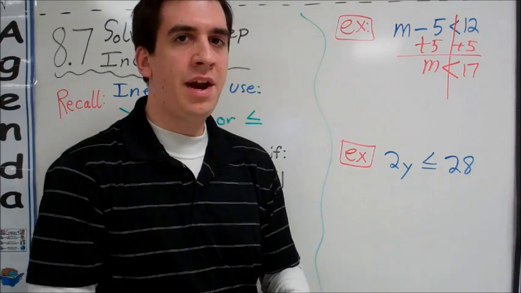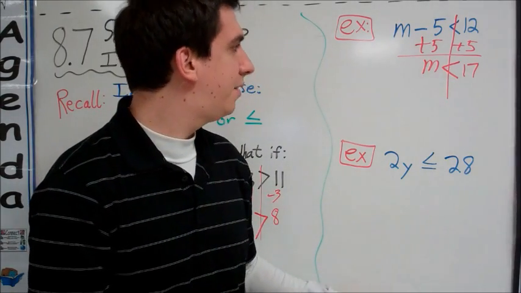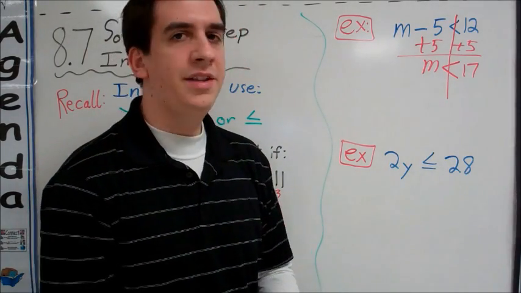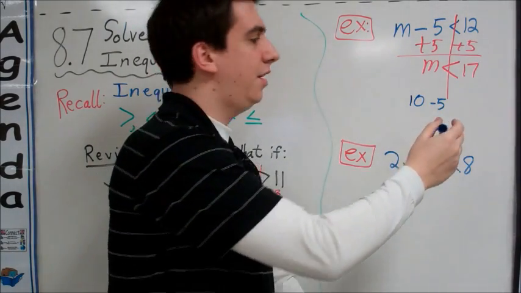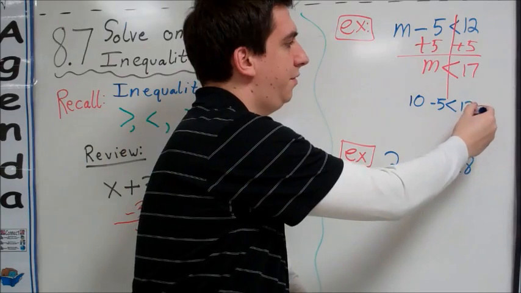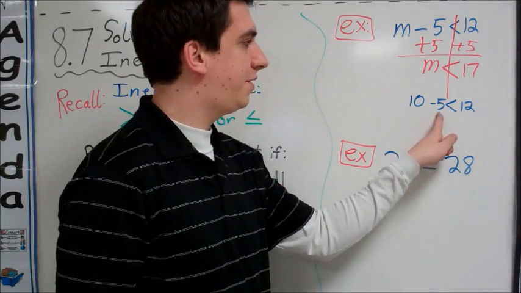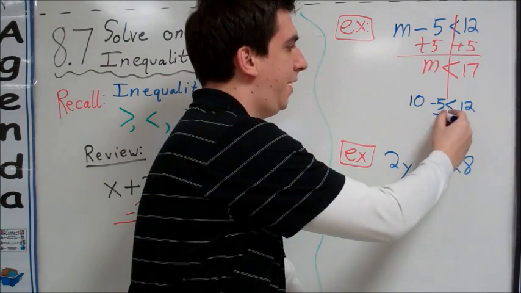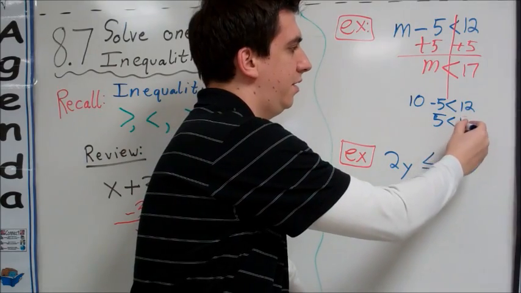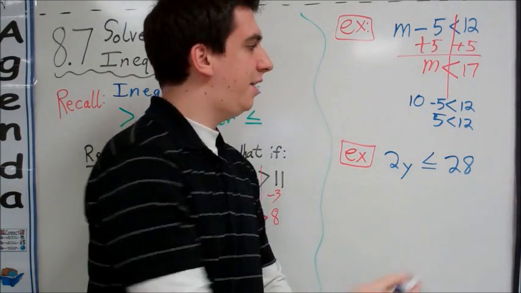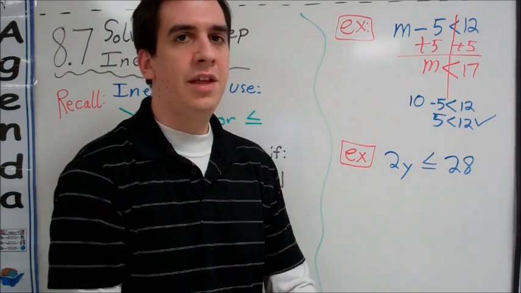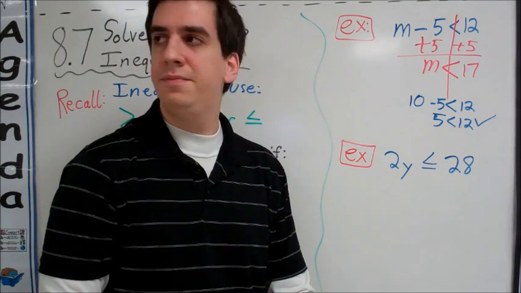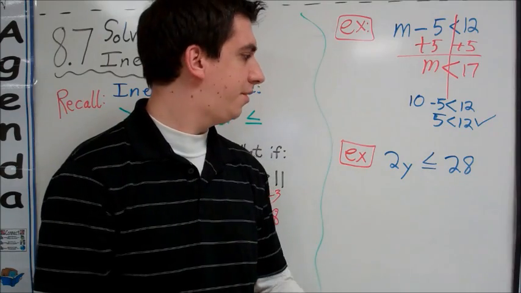We can check that by trying some numbers that are less than 17. Let's try 10. 10 minus 5 is less than 12. Is that correct? 10 minus 5 is 5. Is 5 less than 12? Yeah, that checks out. That means that our inequality worked. If you'd like to try more numbers, you can. Let's try another example now.